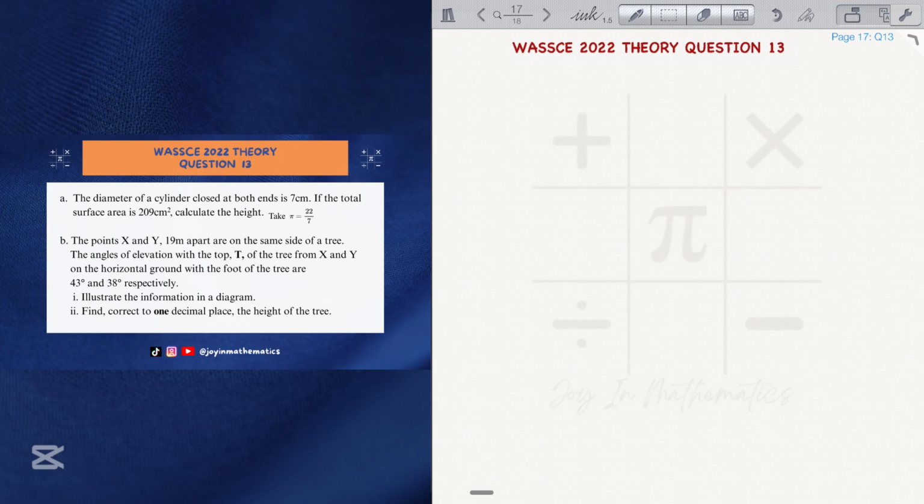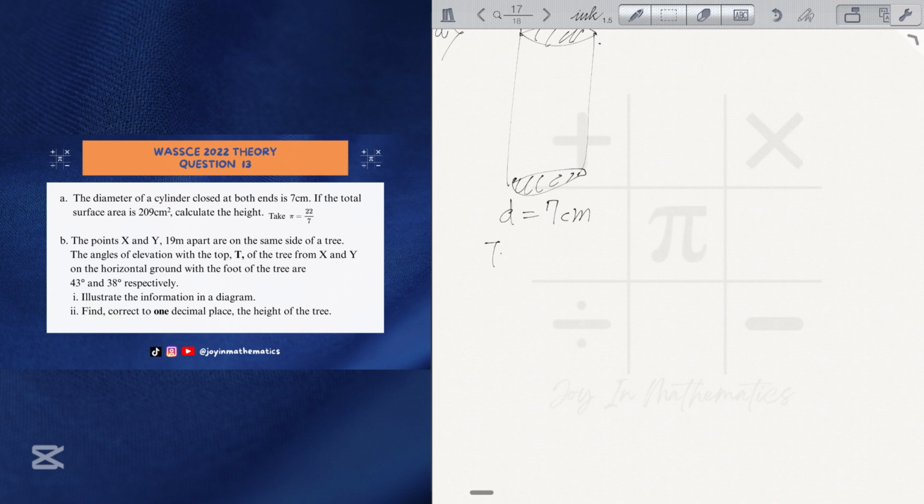Now, the final question in the survey section of WAEC 2022, we have two questions, A and B. Let's begin with A. Question A says the diameter of a cylinder which is closed at both ends. You should understand when we say closed at both ends, open at both ends, we have done it in the objective section. Now we are given that the diameter is equal to 7 centimeters and the total surface area TSA is equal to 209 centimeters squared. We should find the height.